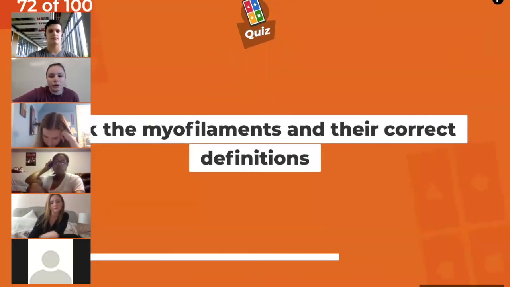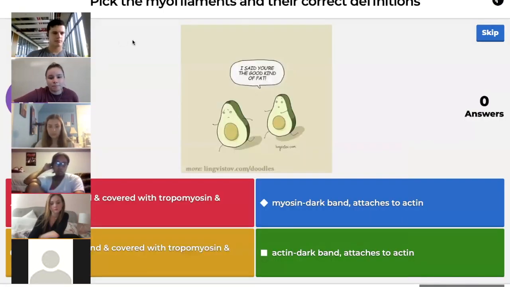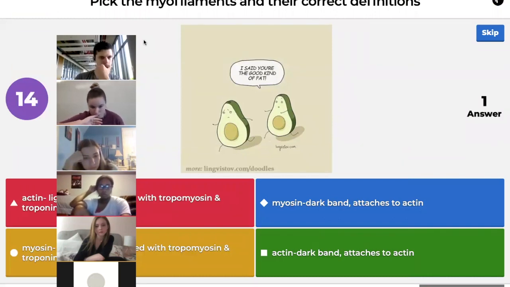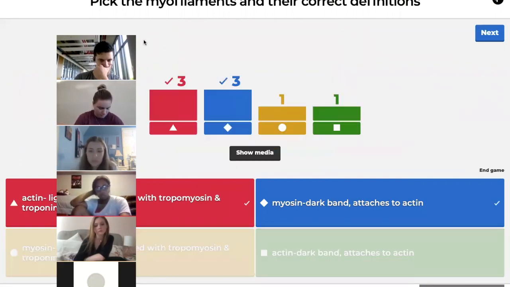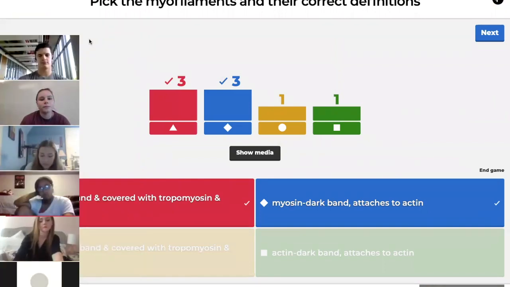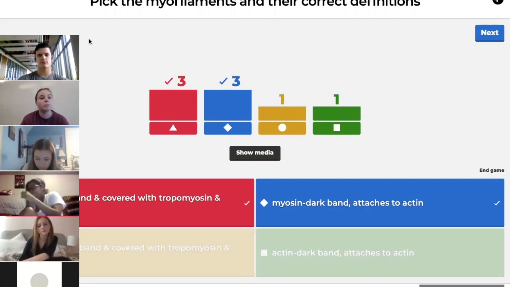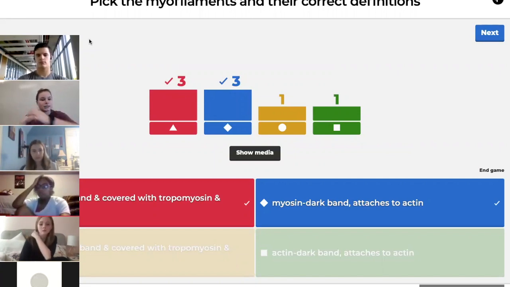Pick the myofilaments and their correct definitions. Okay, so the actin is that light band, and it's covered with tropomyosin and troponin. Which of those fibers is the one that binds to calcium? Troponin. Cool. So troponin binds to calcium, which allows us to pull tropomyosin away. And then myosin is that dark band, because it's thicker and it's got that globular head and it attaches to actin.